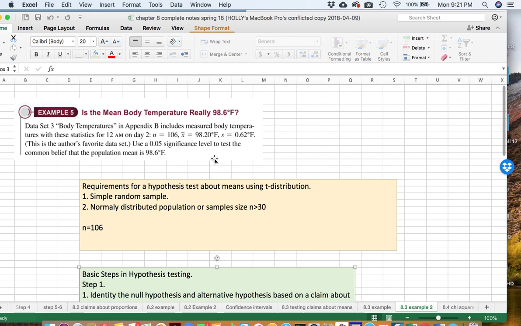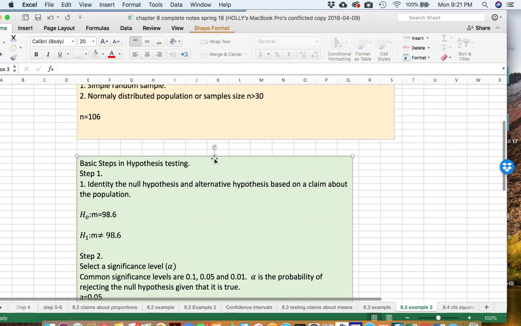This is a sample size of 106. It is a simple random sample, and since it's larger than 30, we don't need to test for normality. However, we can identify the null and the alternative hypothesis.